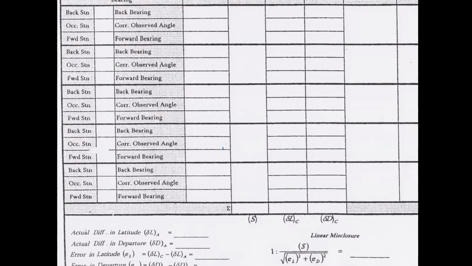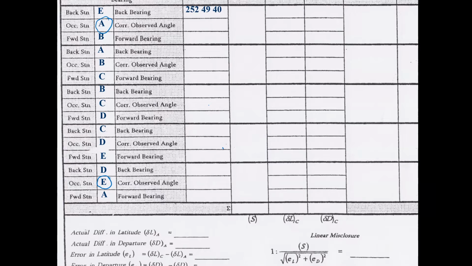We're going to write E as the back station, occupied A, forward station B. So that's the first point. Then we'll be moving on to B, back A, forward C, and so on. So we're going to start from A and finish the work at E, which means that we have set up on each station. Now, we've just calculated the back bearing, 252°49'40", and the corrected.